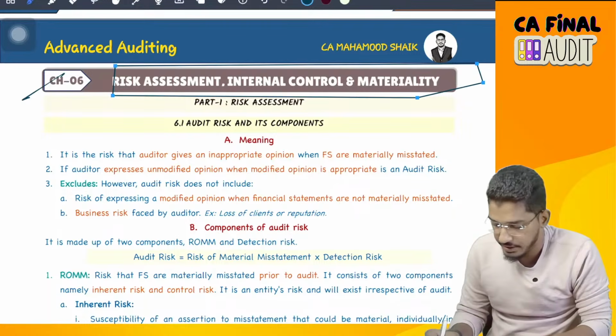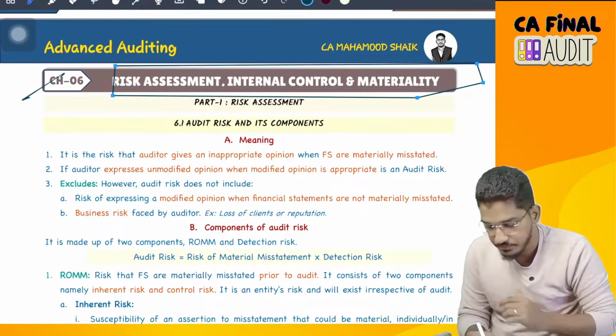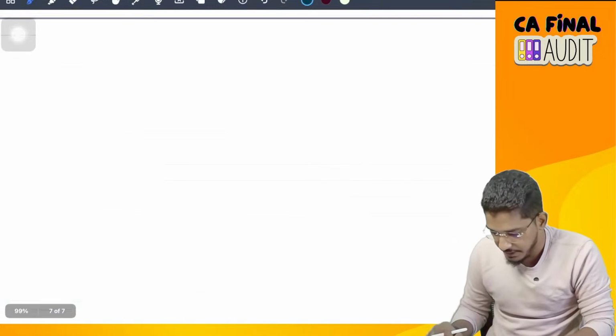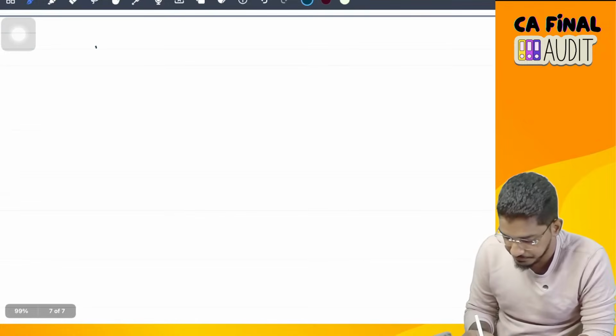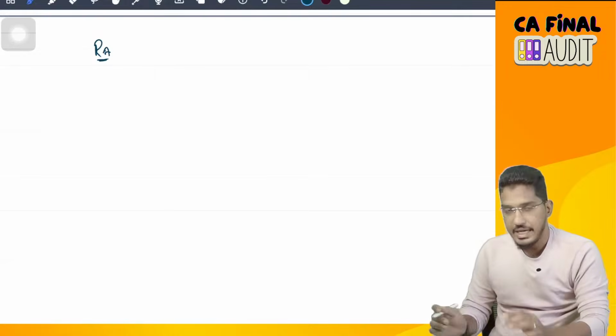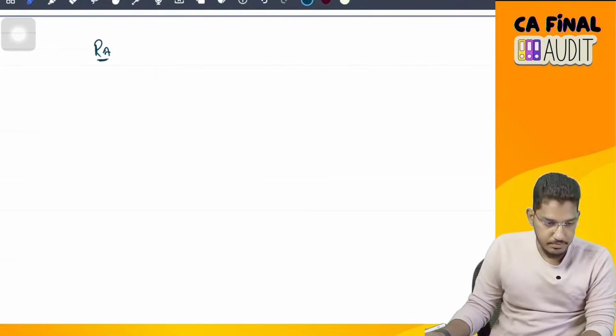So let us try to have a quick overview of the chapter risk assessment, internal control and materiality. Three aspects are involved in this entire chapter.